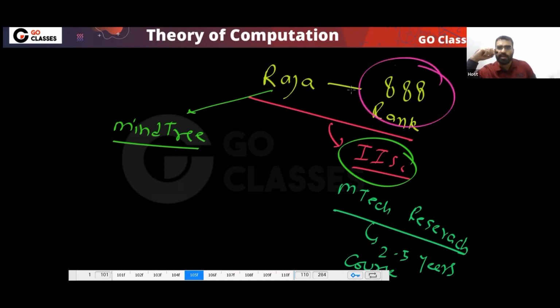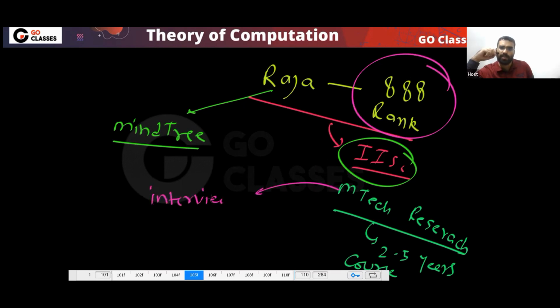Now, what he did, he went to ISC for the interview. For this course there will be an interview. Many students who had this type of rank, 400, 600, did not get selected, and Raja got selected. What is the reason? Because in the interview they will ask you proofs.